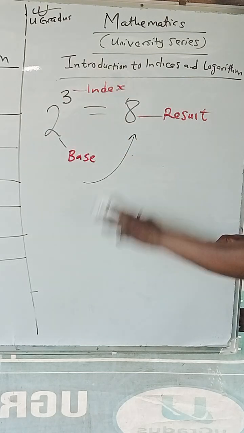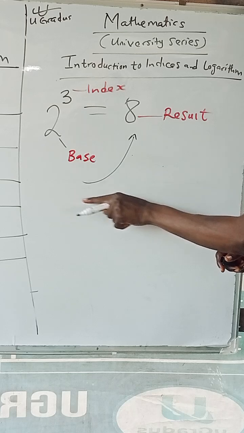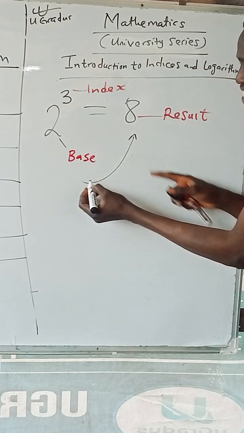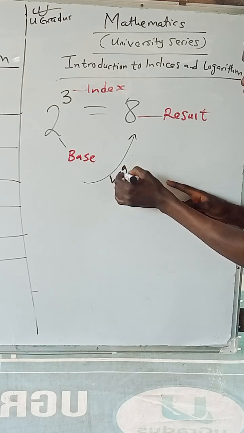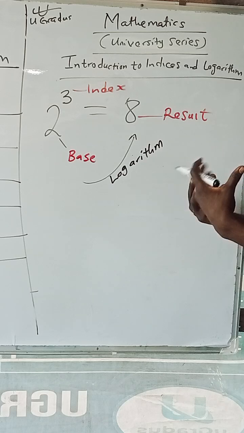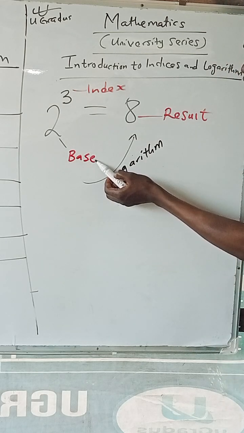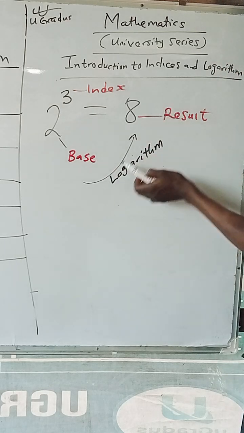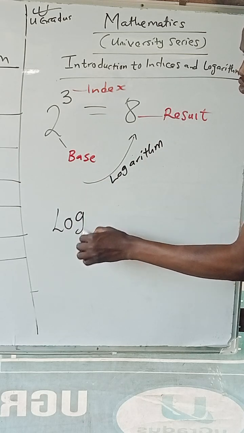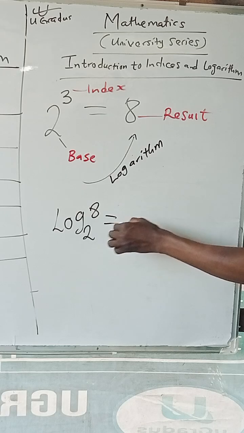So now, based on this, you must know that what you have seen here is an indices. There's a way you can transform an indices into what? Logarithm. And that direction is this direction. So this direction is the logarithmic direction. How? That means if you can make this base carry the result, then that direction is for the logarithm. For instance, log 2 raised to the power of 8 will give you 3.